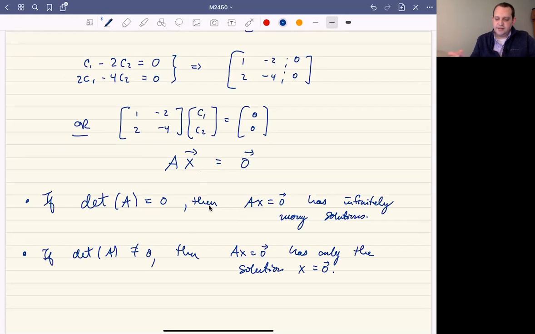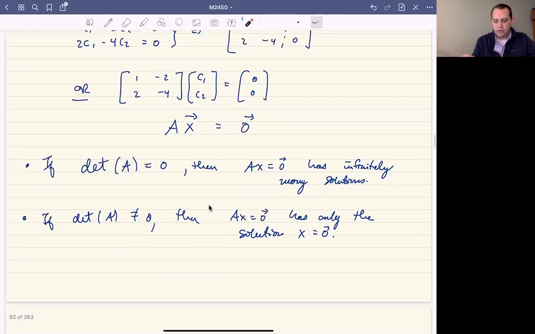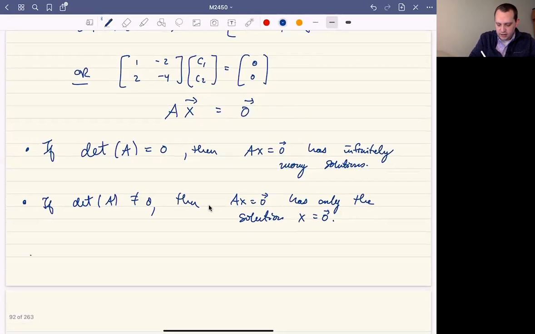If the determinant is 0, then we get linear dependence because there are infinitely many solutions. In particular, there's some non-zero solution, where C1 and C2 are not both 0. If the determinant of A is not 0, then we have only the solution where C1 and C2 are 0, and therefore the vectors are linearly independent. So all we have to do now really is check whether the determinant is going to be 0 or not.